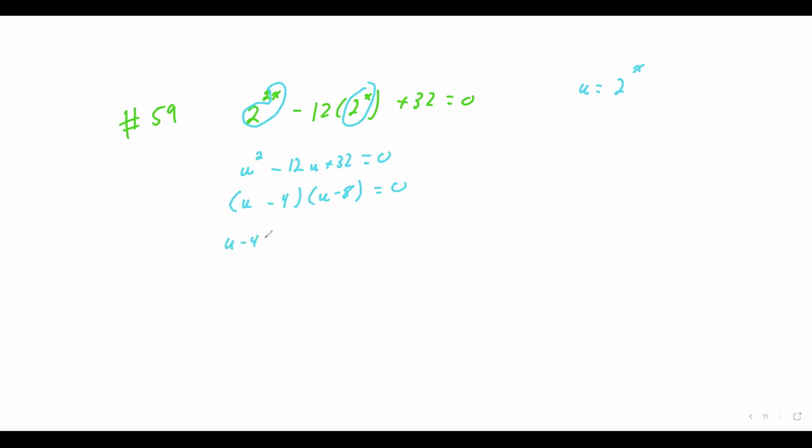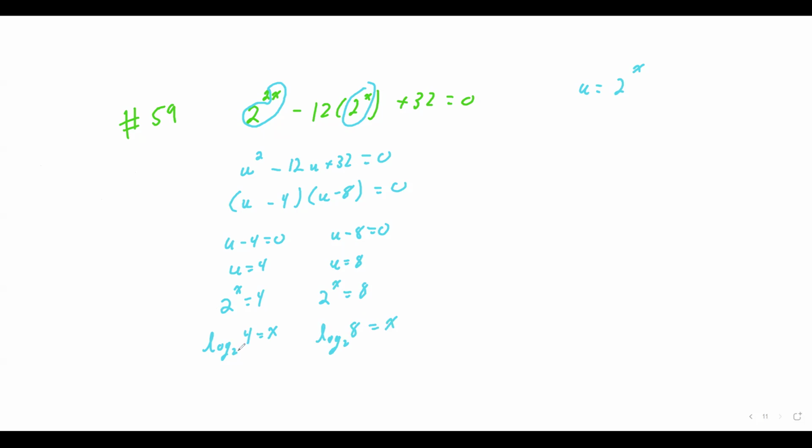Set them both equal to 0. U would equal 4 and u would equal 8. Now substitute it back in, and now apply the log rule. So this is going to be log base 2 of 4 equals x. Oh, this should be an 8. And then this would be log base 2 of 8 equals x.